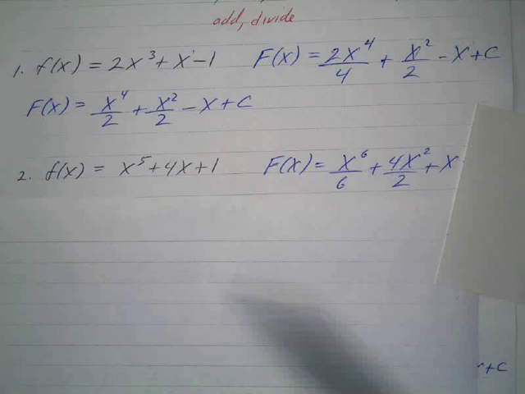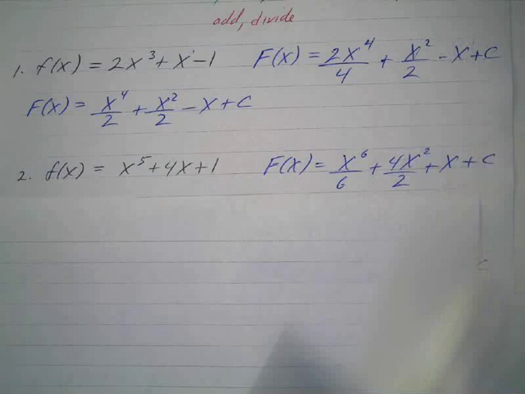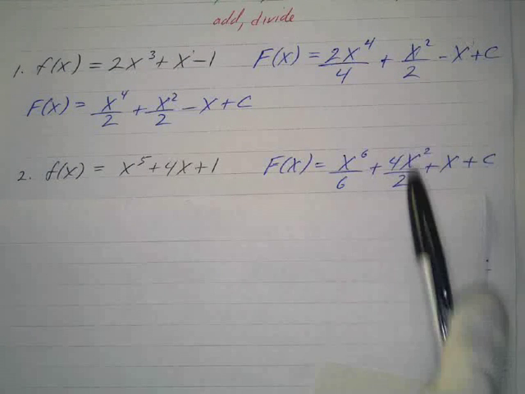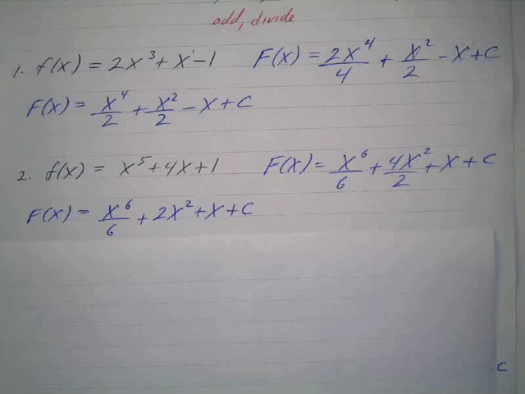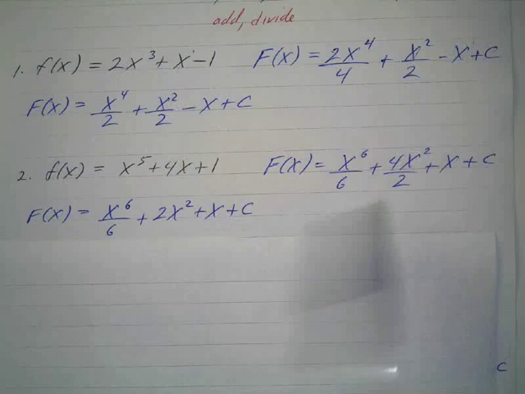Remember, the derivative of x is 1 and vice versa, and then plus c. And then we can simplify this. 2 goes into 4 twice, so that's our simplified answer. X to the 6th plus 2x squared plus x plus c. So these are pretty easy once you get the hang of it.